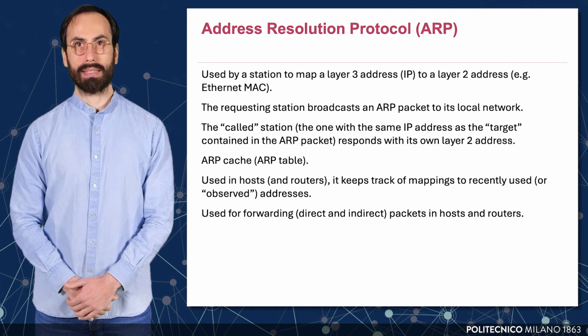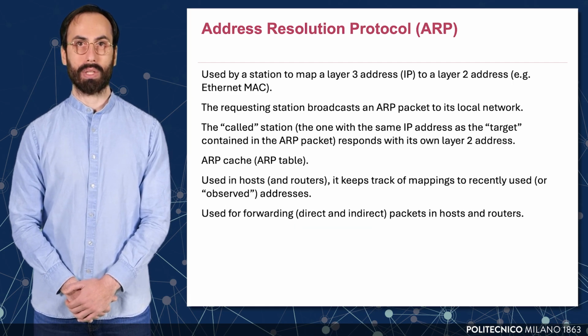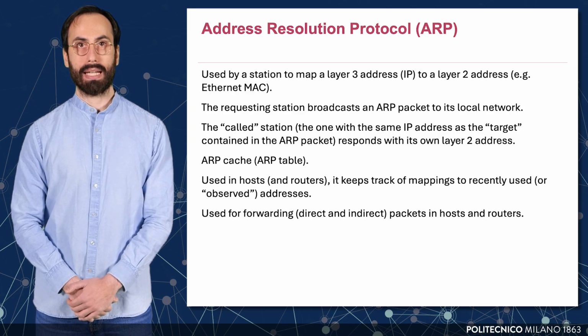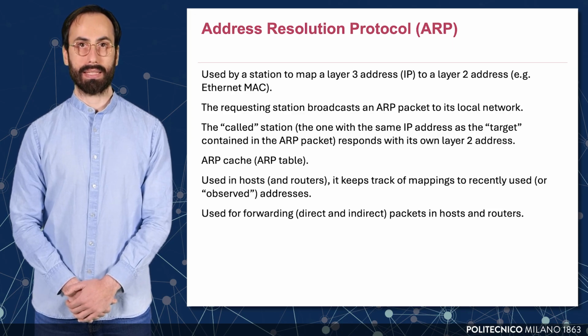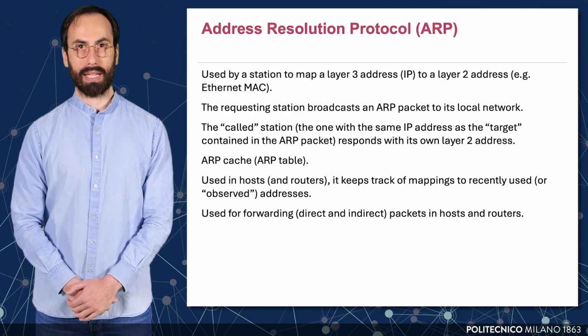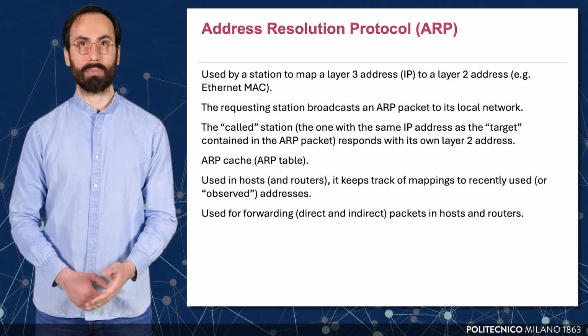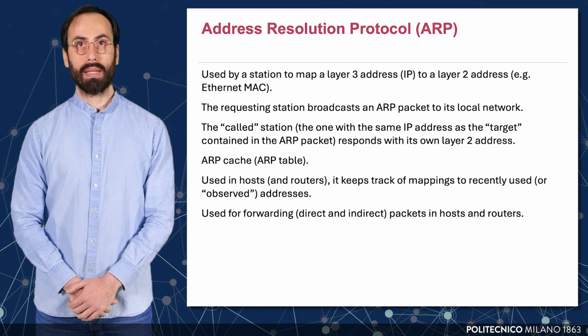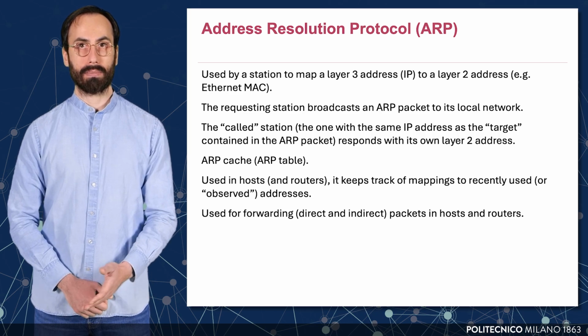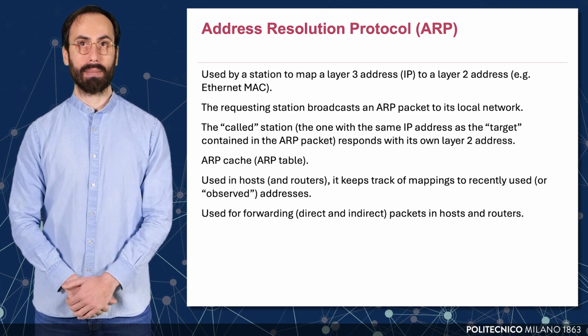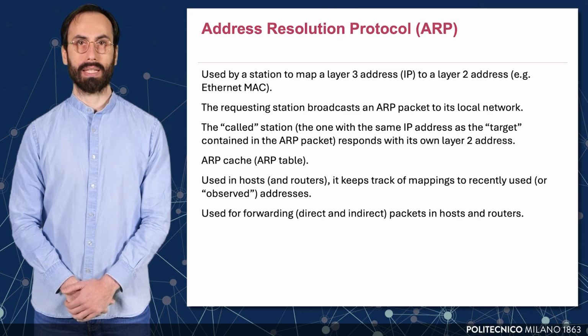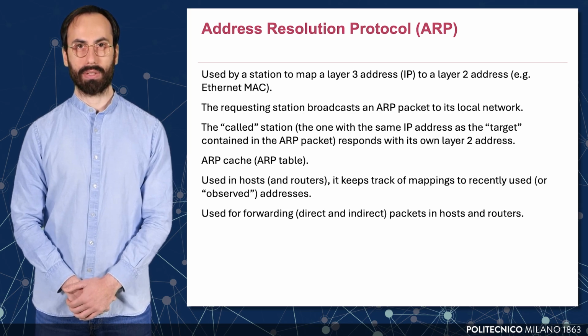ARP is essential for translating between network layer IP addresses and link layer MAC addresses. Anytime a device wants to forward an IP packet over a local network like Ethernet, it needs to know the MAC address that corresponds to the destination IP. ARP provides this function. When a host needs to send a packet, it checks its ARP cache to see if it already knows the MAC address.